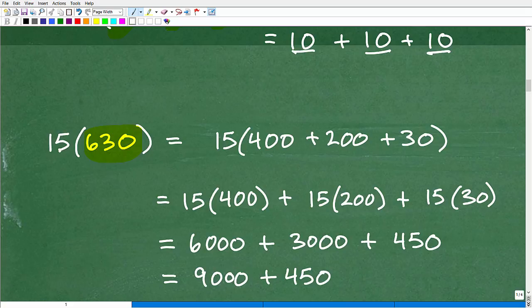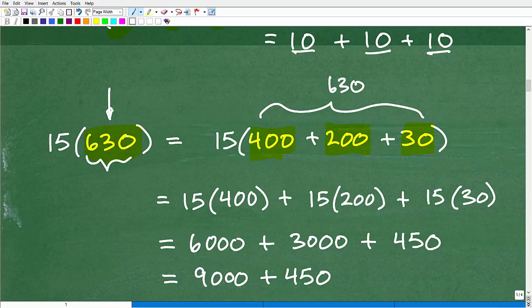So let's take a look at what I did here. 15 times 630, what's the thing that we want to do? Well, I want to take 630 and break it up into more manageable pieces. There's any number of different ways I can think of 630, but for the purpose of this example, I'm going to think of it as 400 plus 200, of course, that's 600, and then 30. So 400 plus 200 plus 30, all together, this is 630. So 15 times the sum of these three numbers is the same thing as 15 times 630.